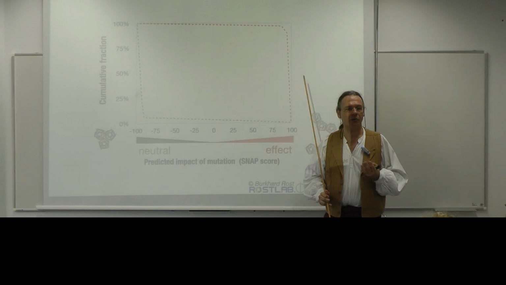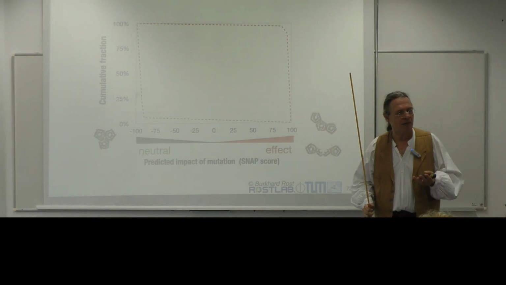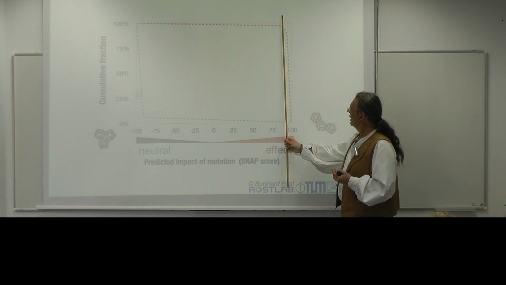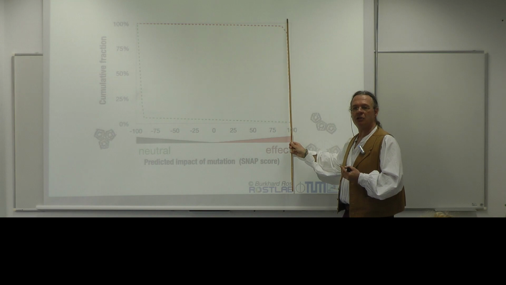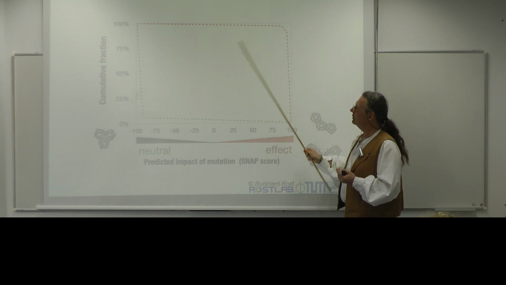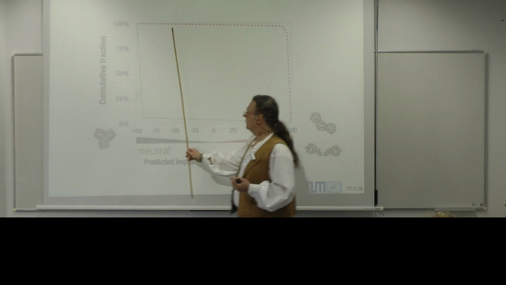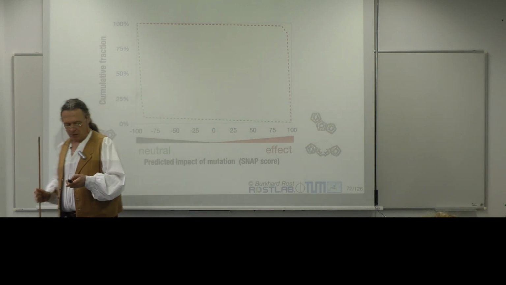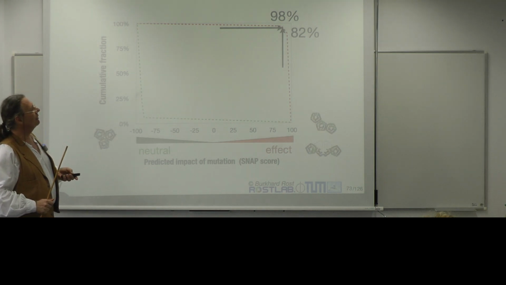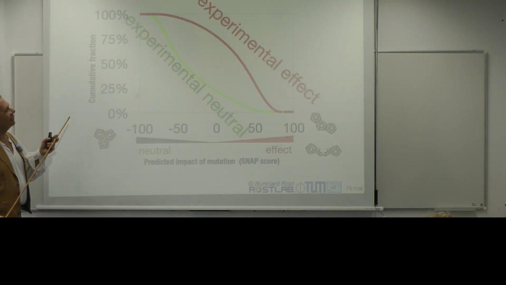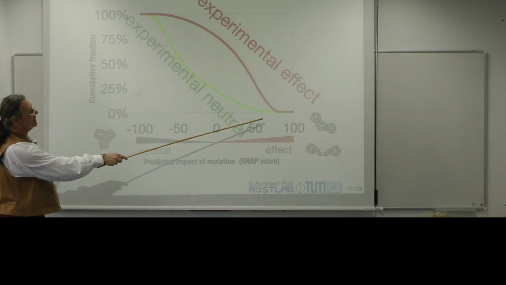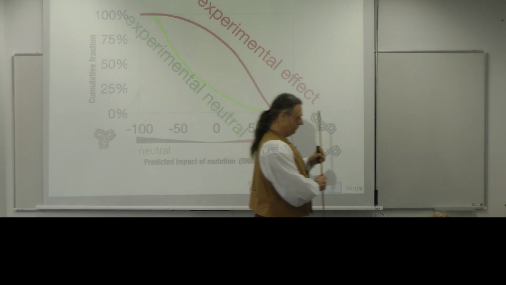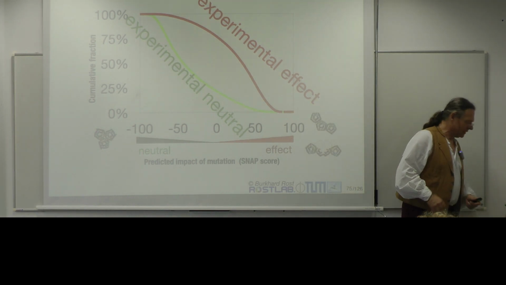Okay? And if I now threw into my method, if I would have a very good method and I threw in a data set of experimentally effect, then most of those should be predicted very strong effect, right? If I threw in neutral, most of those should be predicted very strongly neutral. That would be a good method. Now, how good is my method in real life? So these are 2 data points. In real life, this is experimental effect, this is experimental neutral. So way, way worse than a very good method.